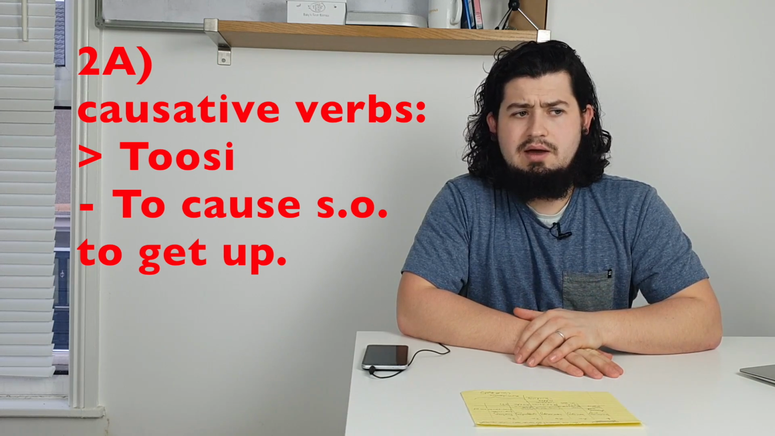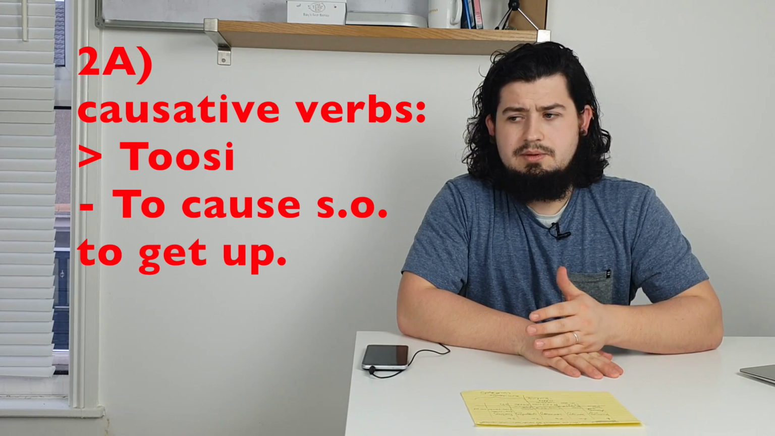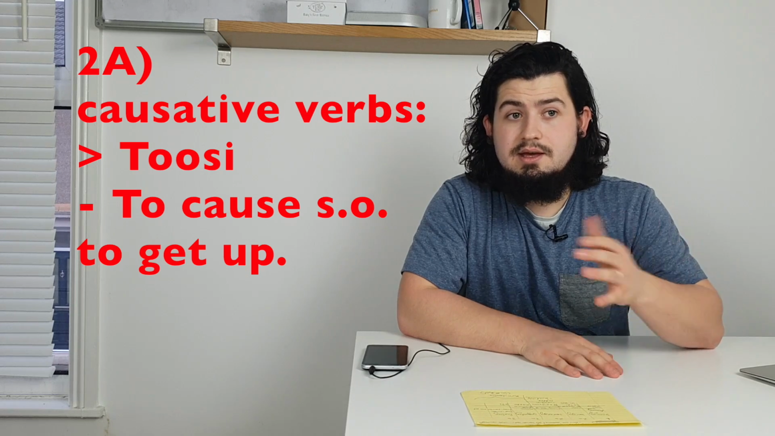You can't do it with all verbs. For example, you have the verb meaning to eat, and you say one ate, like I ate, but you can't say one ate to mean I caused someone else to eat. You can't use it with all verbs. There are just some verbs that do behave like that. So that's the form 2A.